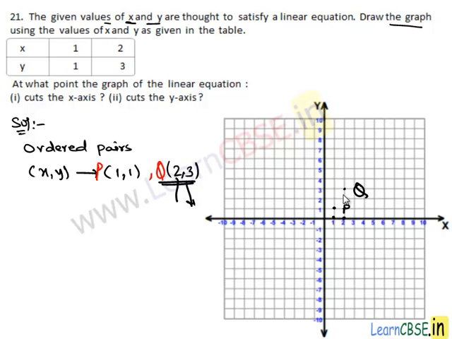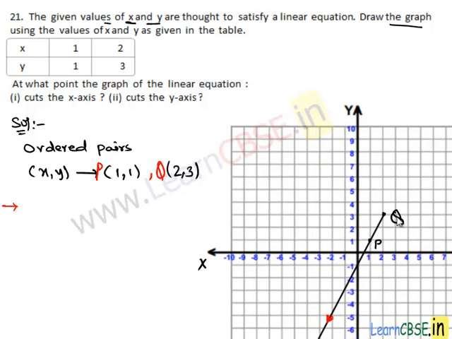After joining these 2 points we will get a straight line. Let's join these 2 points P and Q. After joining the points P and Q we get a straight line, and this is the graph of these points. And here the straight line cuts the x axis at this point. Let this point be A. Similarly it cuts the y axis, and let this point be B.